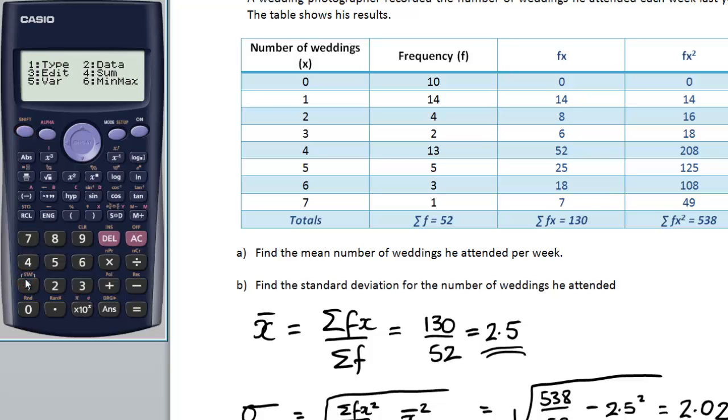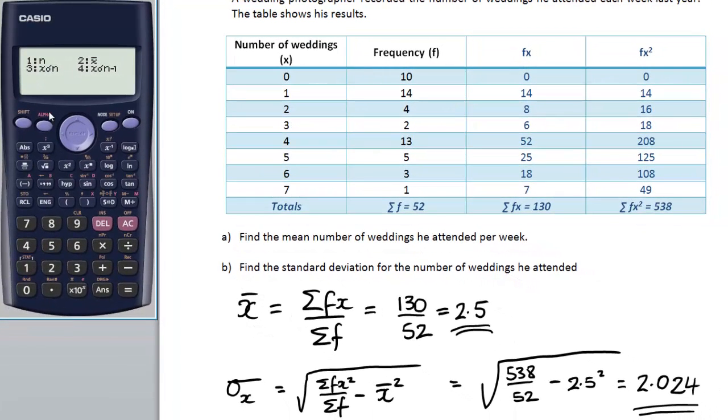Shift 1, and we want option 5. Now choice 2 gives us x bar. We know it's 2.5 as you can see to the right. There we go. For standard deviation, we want x sigma n. It's a bit of a clumsy way of representing it, but it's option 3, and we can see that is 2.0238, etc. So to 3 decimal places it's the same as we've got here.